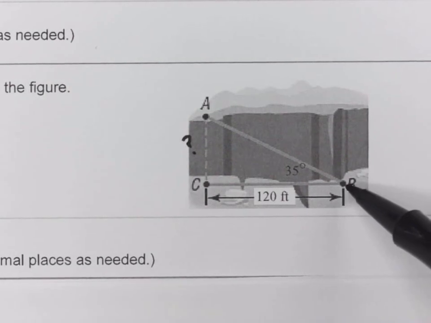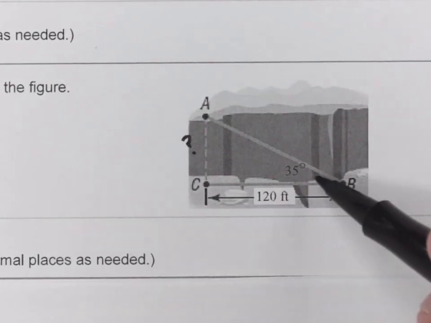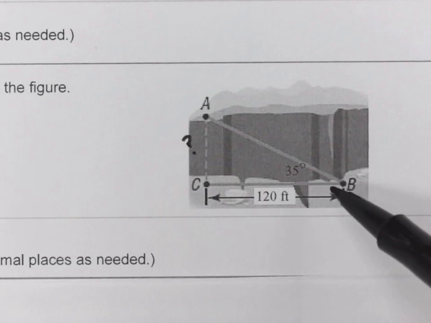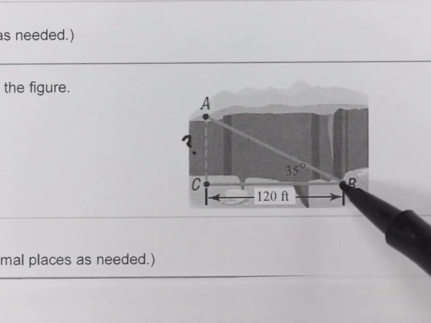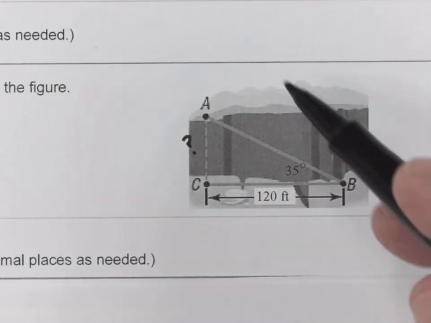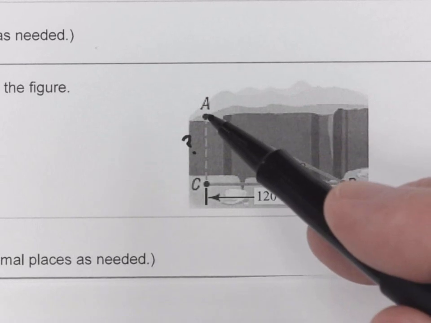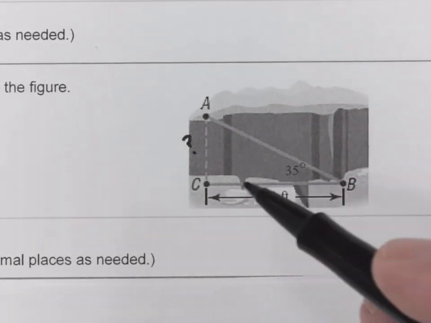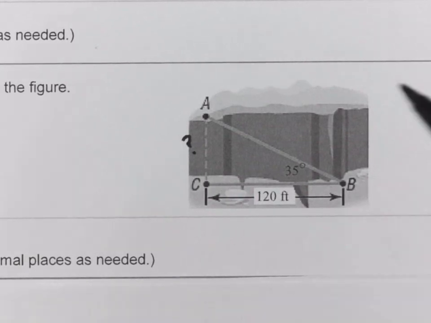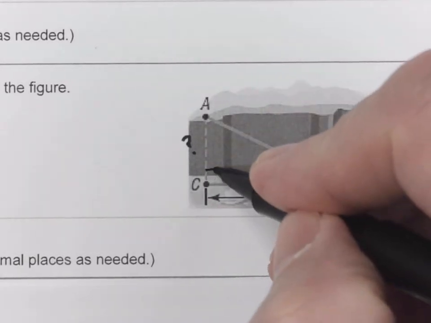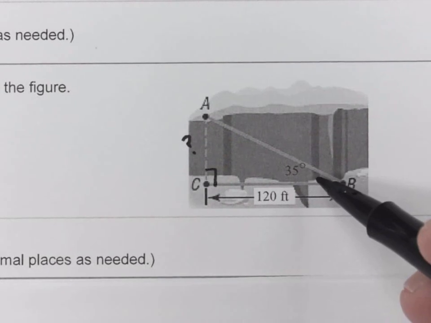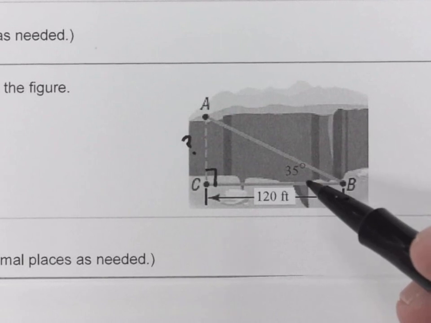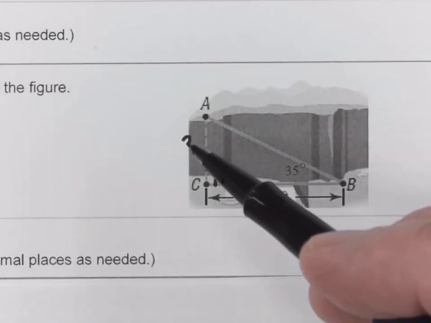And what we know is the distance from B to C is 120. And if you can see, it's like a 35-degree angle from B to A. So if they've sort of drawn it for you here, it's basically a right triangle. And we know this distance, you can think of this as the right angle. We know the angle here. We can actually use a trig function to determine this.